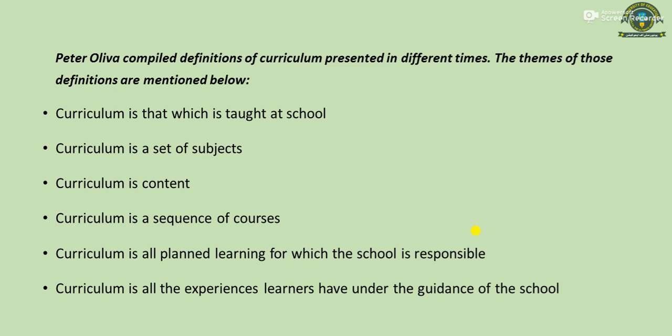Like, curriculum is that which is taught at school. Curriculum is a set of subjects. Curriculum is content. Curriculum is a sequence of courses. Curriculum is all planned learning for which the school is responsible. And curriculum is all the experiences learners have under the guidance of the school. You can analyze here.